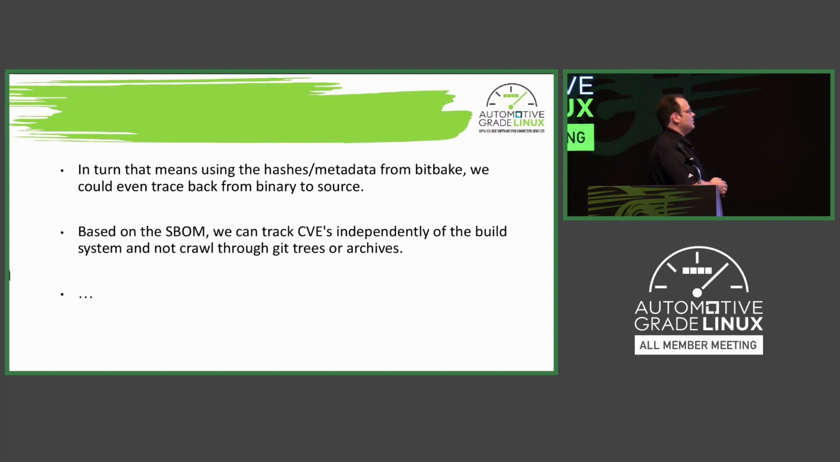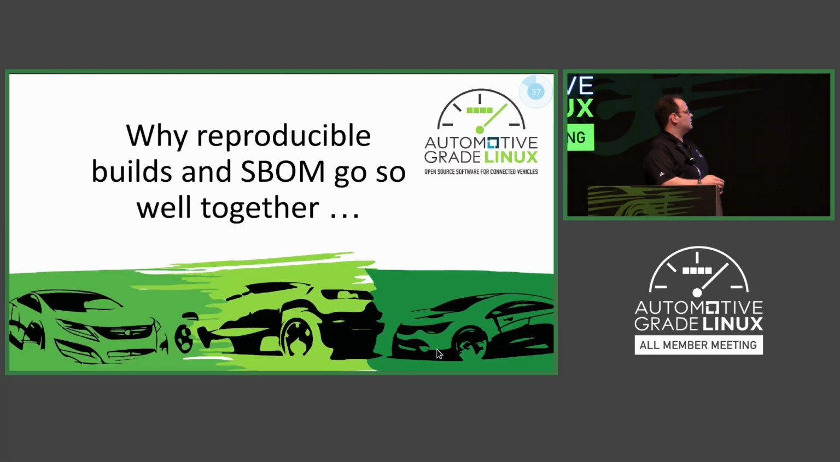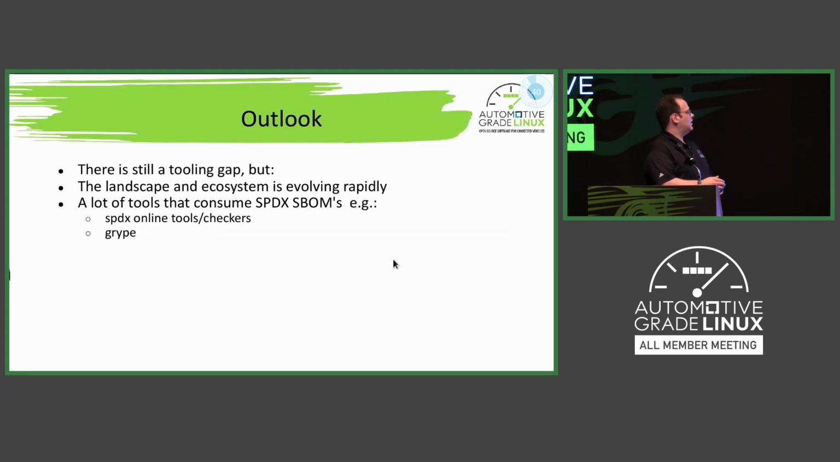Essentially, there could be a way to track back from binary to source. There are already tools out there, for example Grype. Grype takes an SBOM. You can feed an SBOM into Grype, and it fetches the NVD database, the CVE database, and tells you what the open issues are right now. So there is interesting stuff that you can do with an SBOM, but there is still a tooling gap. The tools need to evolve.